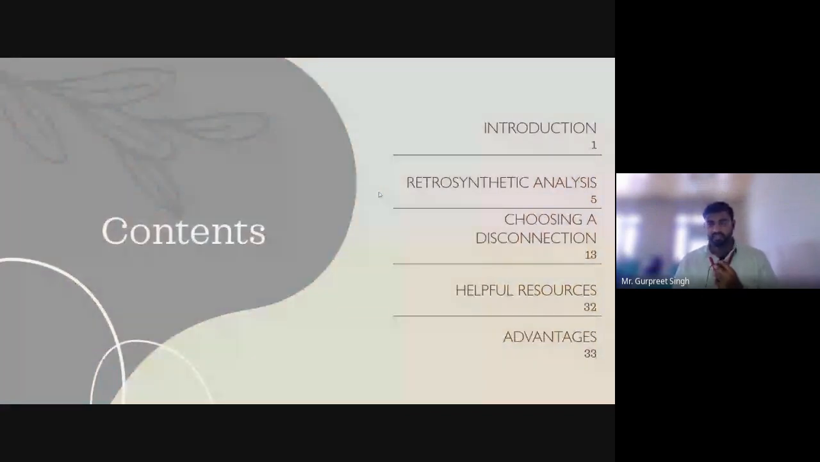These are the contents of my slides: introduction, a brief about retrosynthesis and its importance in organic chemistry. Then we are going to perform the retrosynthesis analysis with its definition and a few examples selected from textbooks as well as internet resources. Then we will discuss how to choose a disconnection. Then at the end of the presentation, I will give the tools which are available on the internet for performing retrosynthesis analysis. And finally, I will give you some advantages or applications.